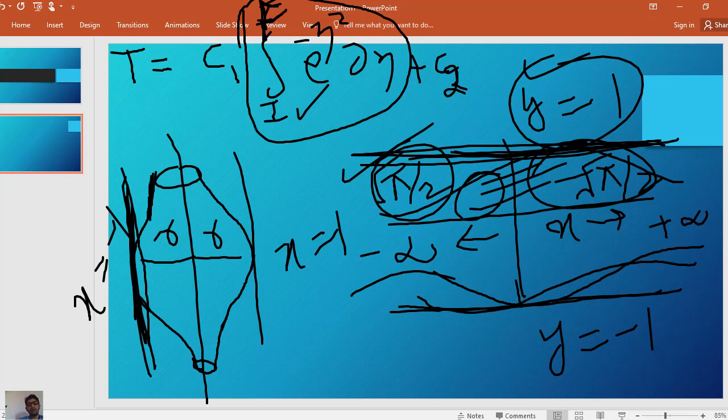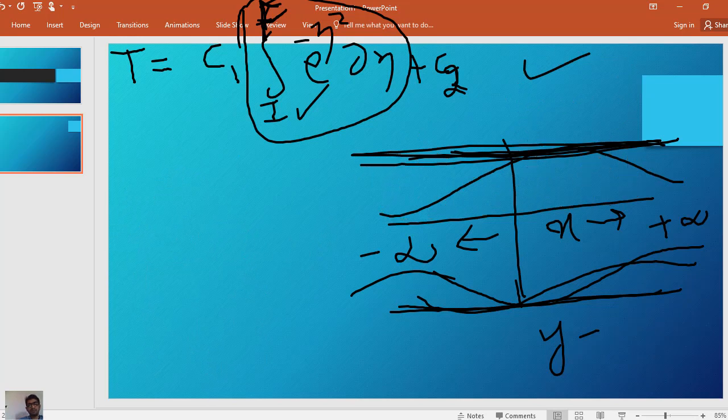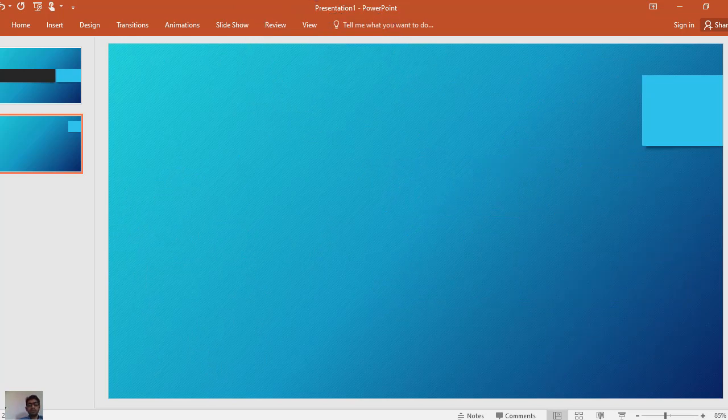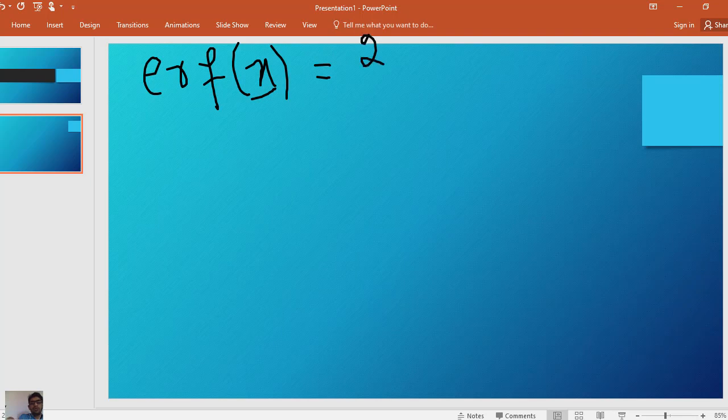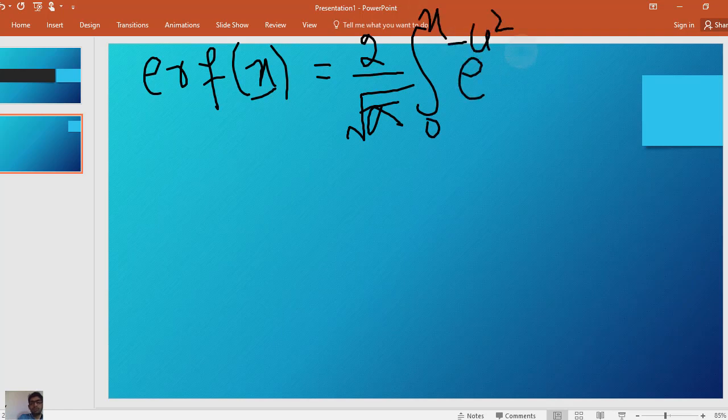The mathematical form of the error function: the error function of x, written as erf of x, is equal to 2 divided by root pi, integral from 0 to x of e to the power minus u squared du.